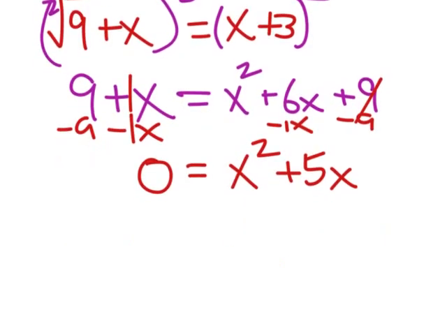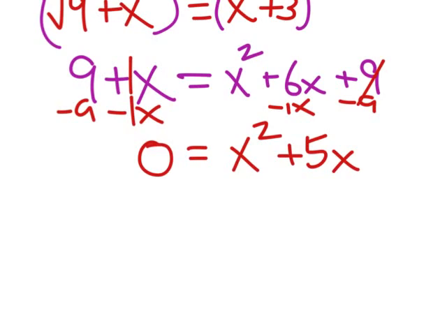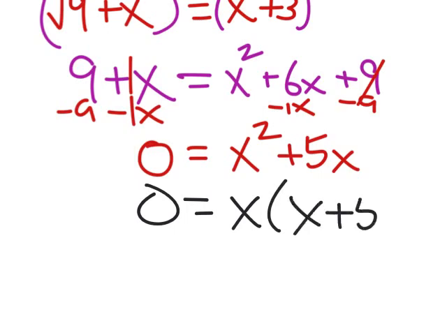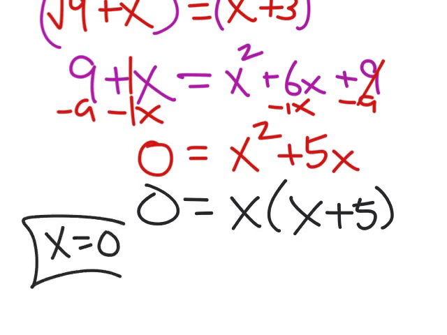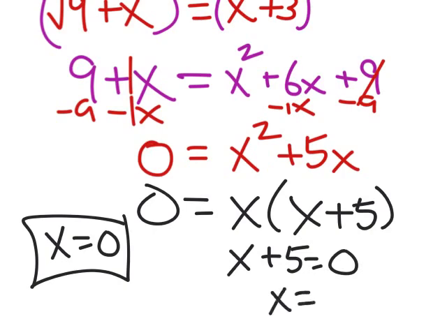From this point, what I'll do, sorry, I'm running out of room, I'll show the whole thing in a second, is I'm going to factor out an x from both of these terms, which gives me an x plus 5. Then I'll set both of these equal to 0. I've got x equals 0, so that's already one solution. And then I also have that x plus 5 needs to equal 0, which tells me that x is negative 5.